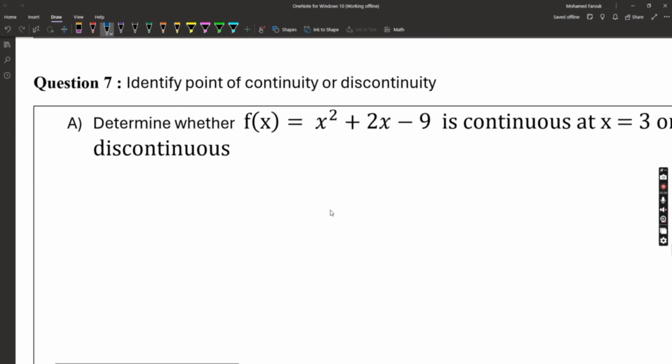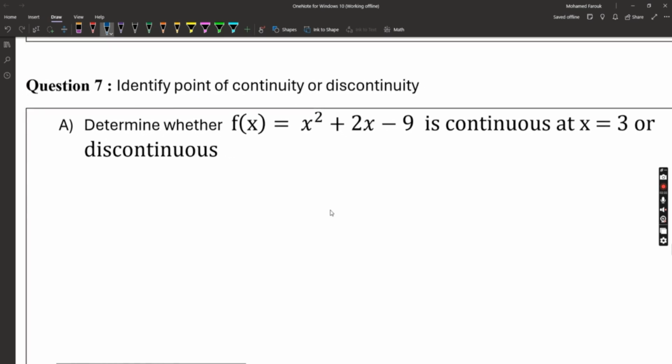Okay, this one we need to identify point of continuity or discontinuity at 3. Remember, you have 3 numbers to calculate here. If this one was your function and this point, I need to be sure the function is continuous at this point. At first, we will get the right limit, left limit, and we will calculate the value of the function at this point. If the three numbers are equal, then our function is continuous at this point.